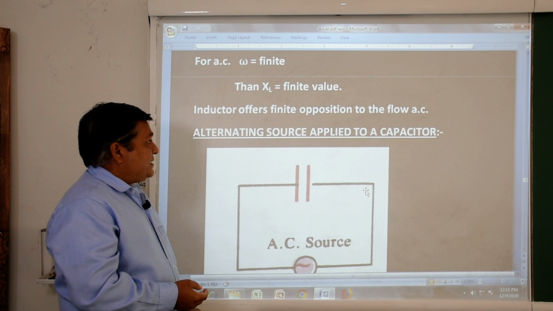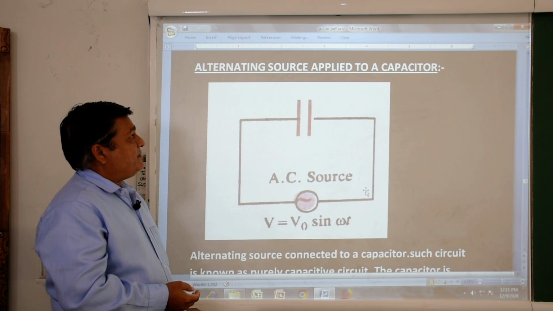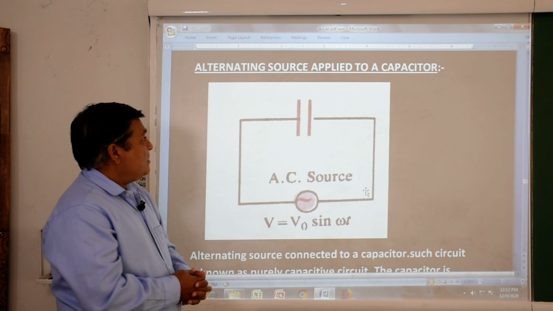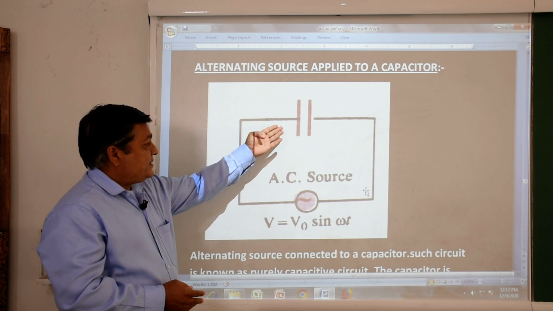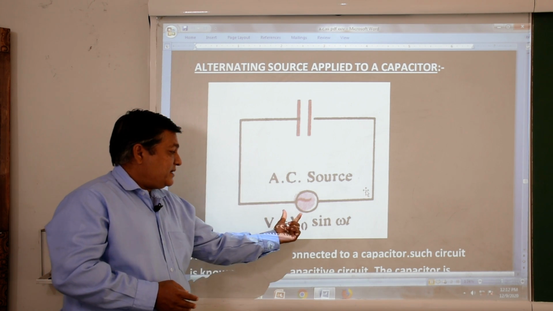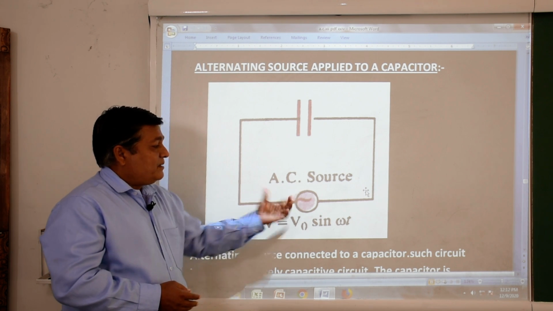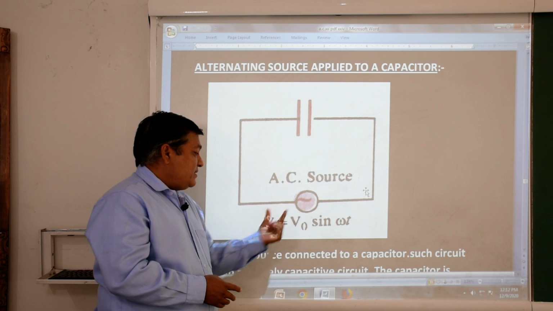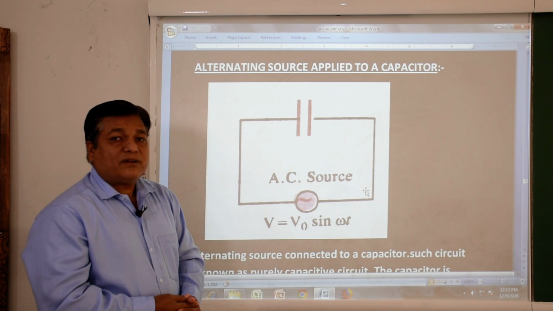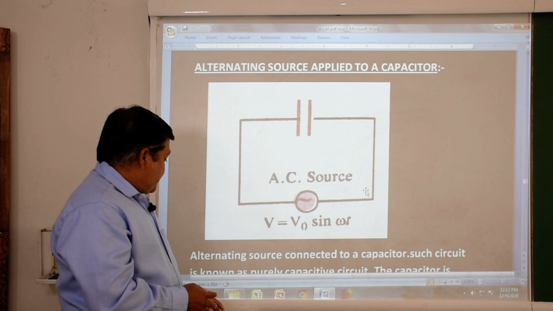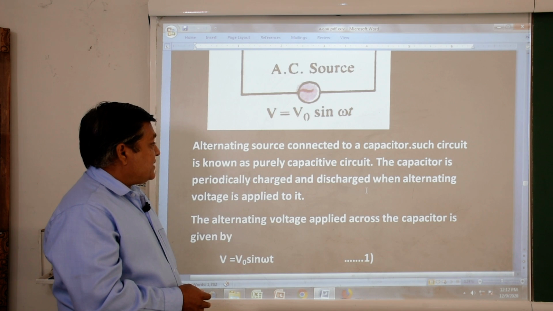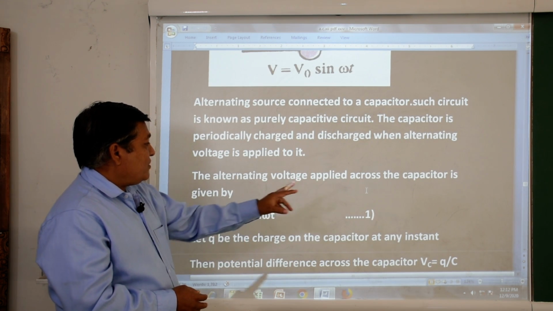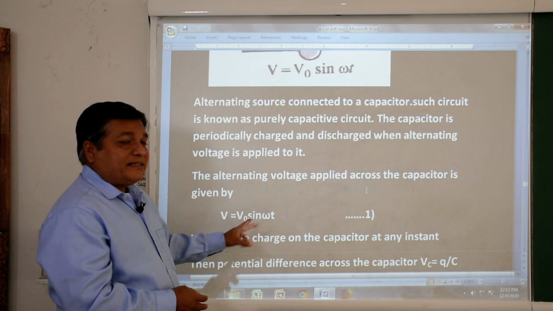Let us take another type of circuit, only a capacitor. When the capacitor is connected with the alternating source, this is supposed to be the capacitor connected with the alternating source, and the potential difference is given by the expression V is equal to V naught sin omega t. With the alternating source connected to it, we say that the alternating voltage applied across the capacitor is given by this expression.